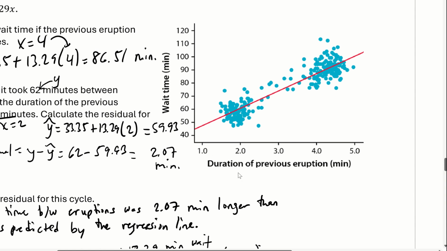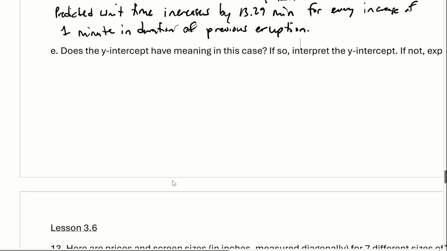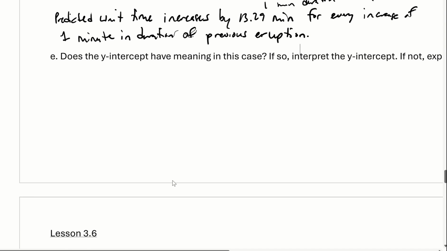If you have x equals 0 for the duration of a previous eruption, how can you have 0 minutes for the duration of an eruption? That means an eruption never happened. But then that contradicts, because there has to be an eruption, right? So if there has to be an eruption, then there can't be x equals 0. So it doesn't make any sense to have an eruption of duration 0 minutes. So here the y-intercept does not make sense.